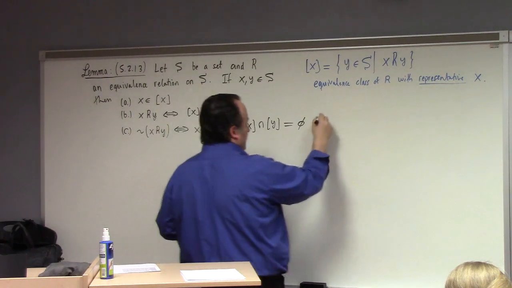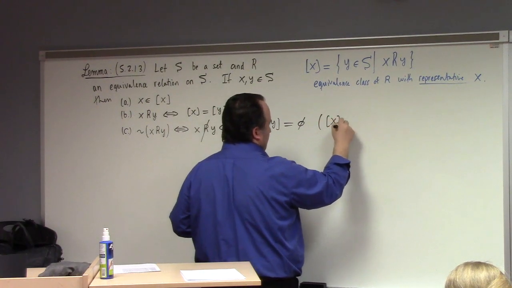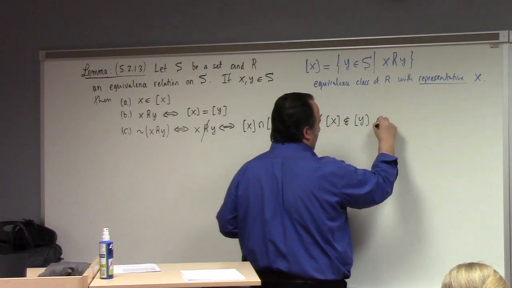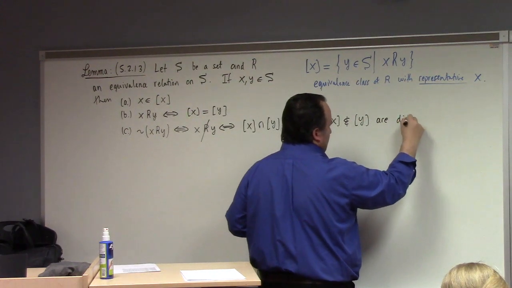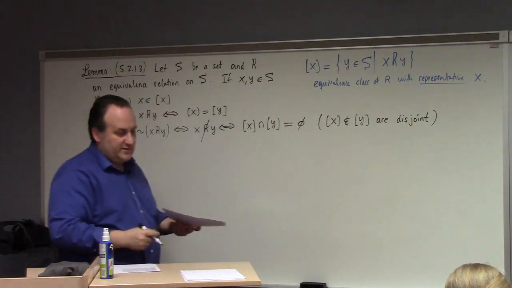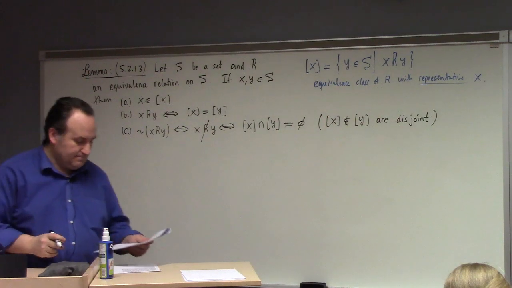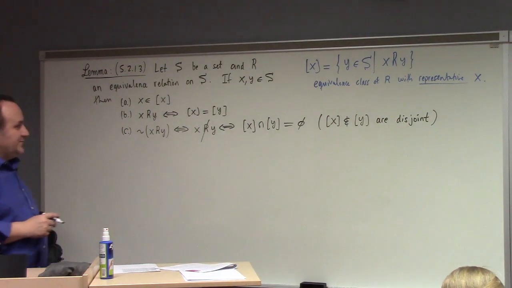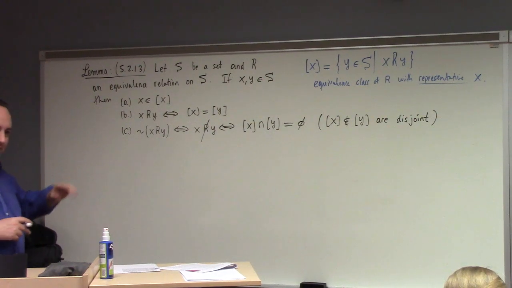Now, in the notes, I say that the equivalence class represented by X and the equivalence class represented by Y are disjoint. That's what that means, disjoint, right? Disjoint means that the intersection of the two sets is the empty set. All right. Now, I have to be careful not to prove C, because that is one of your homework problems.